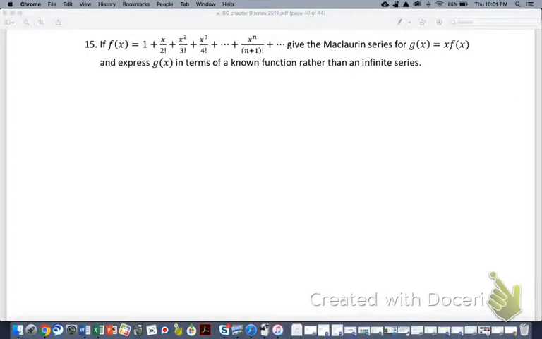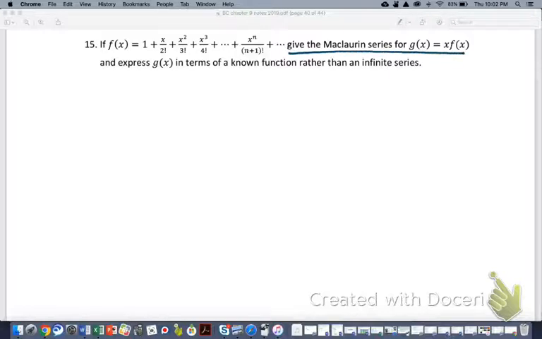All right, number 15 reads, if f of x equals 1 plus x over 2 factorial plus x squared over 3 factorial, and so on and so forth, it wants us now to give the Maclaurin series for g of x equals x times f of x. Now it looks like there's a little bit more that we need to do with this, but I'll start there. So I'm going to just try to tackle this right here.